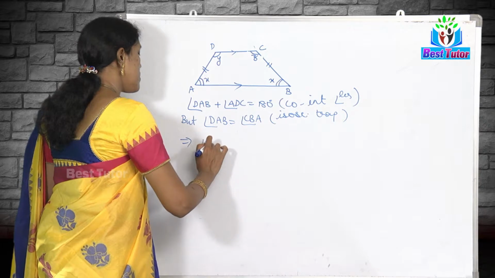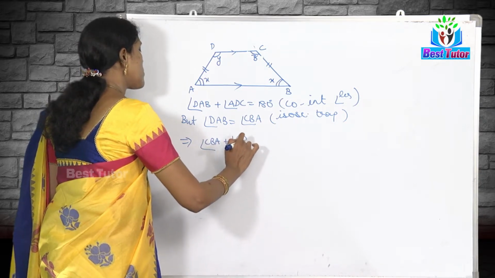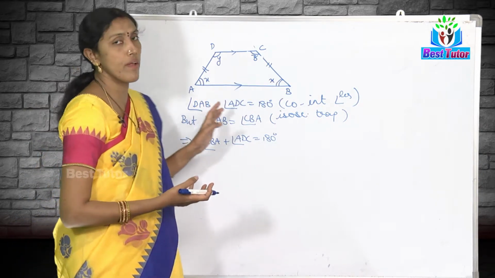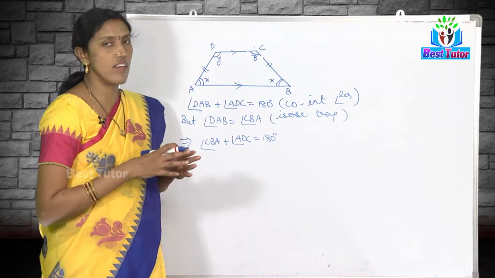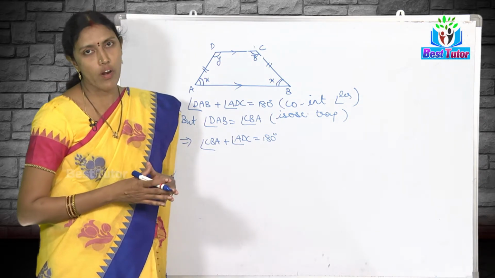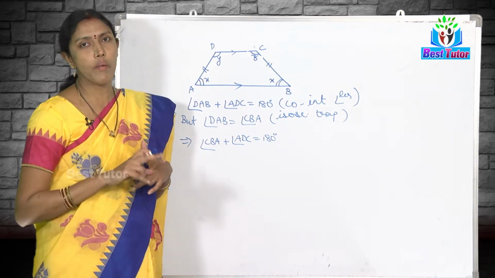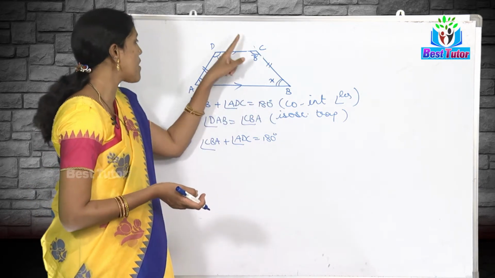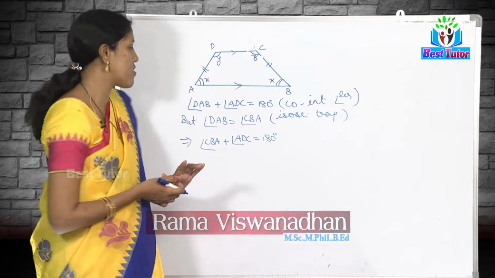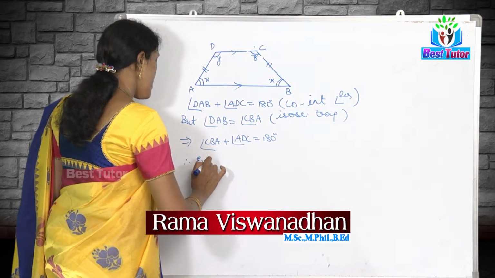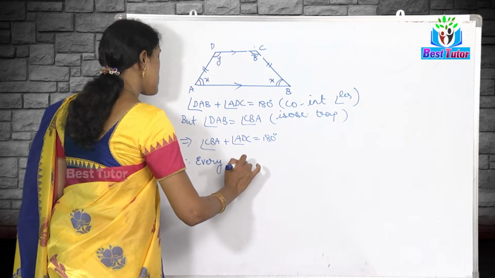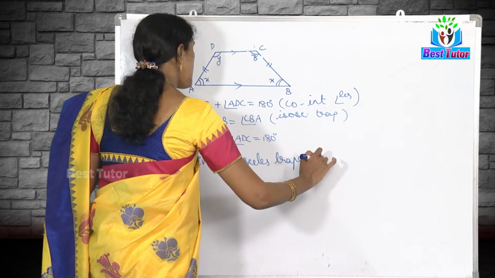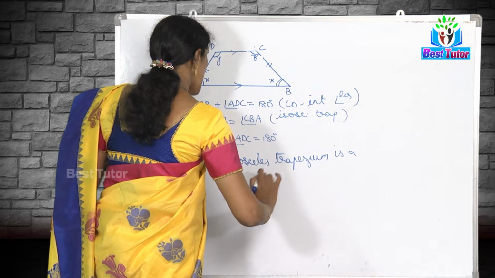This implies angle CBA plus angle ADC is equal to 180 degrees. That means these two are supplementary. When will it happen? In a quadrilateral, if opposite angles are supplementary, then it should be a cyclic quadrilateral. In other words, a quadrilateral becomes a cyclic quadrilateral when its opposite angles are supplementary. Here I have proved that angle CBA plus angle ADC is equal to 180 degrees. Therefore, every isosceles trapezium is a cyclic quadrilateral.